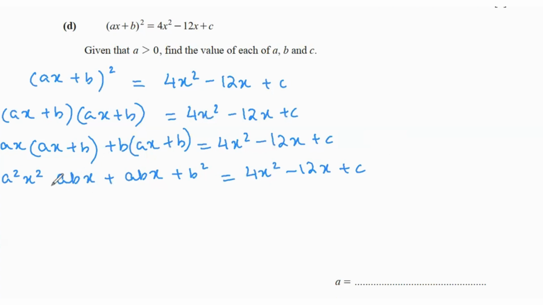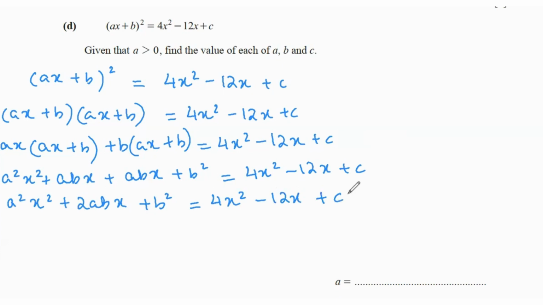Combine the like terms because we have abx and abx, which are like terms because the variables are the same and the powers of the variables are the same. So a squared x squared plus 2abx plus b squared equals 4x squared minus 12x plus c.